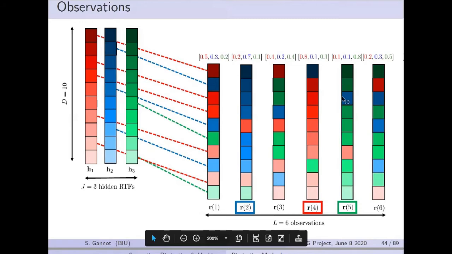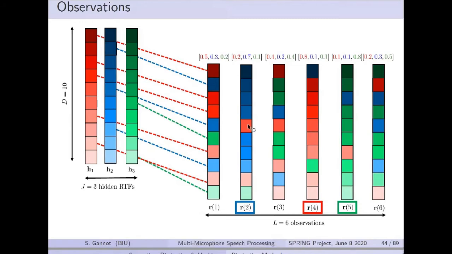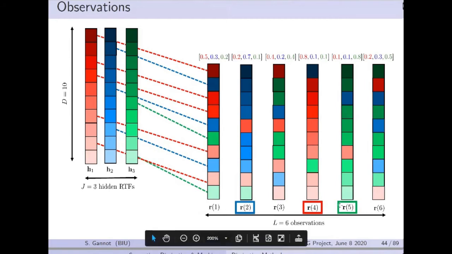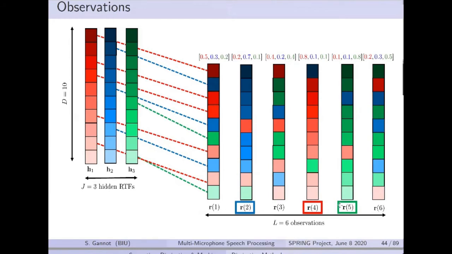So this means that if I would be able to look at frames number 2, number 4, number 5, I have very good access to the activity and the RTFs behind it of specific speakers, the blue, red and the green speaker. So this will be very important for us in order to decide which frame is good for the estimation and which is not.